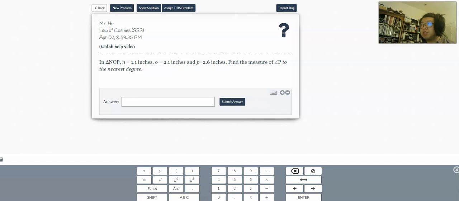All right, welcome back. This is part 2 of the practice where we talk about law of cosines given 3 sides. So what we're trying to find is an angle. All right, let's read the question. Draw a triangle. Let's apply this law of cosines real fast.